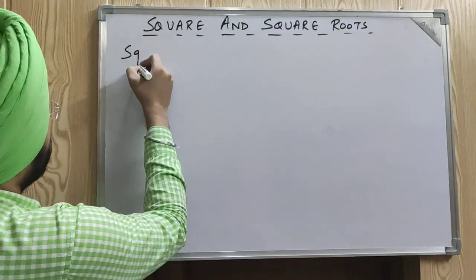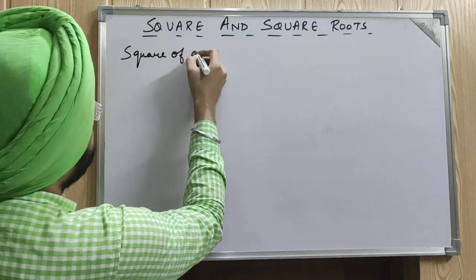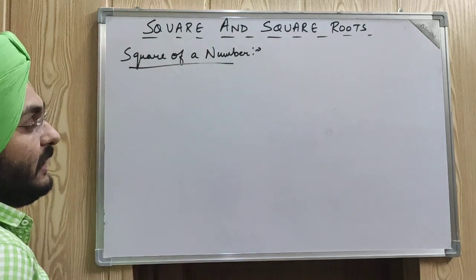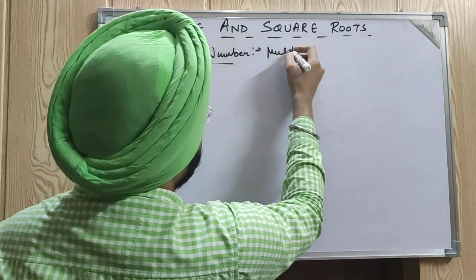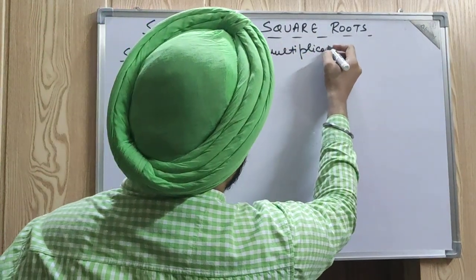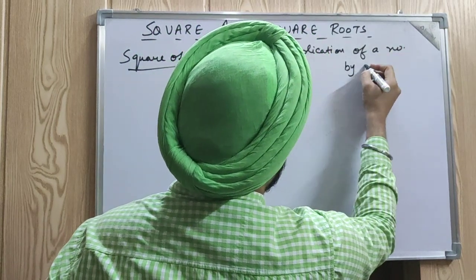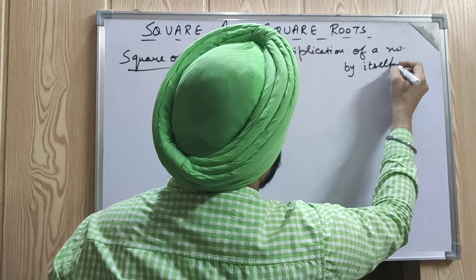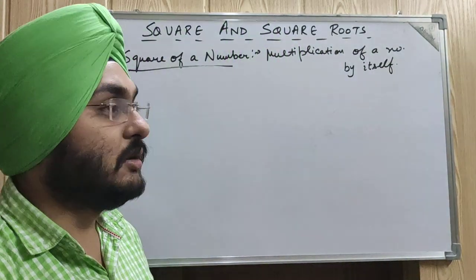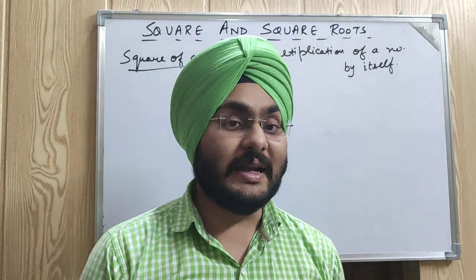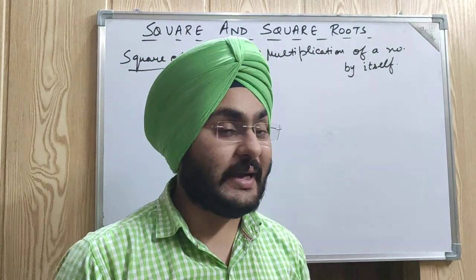I am writing here the square of a number. It's a very simple thing. Square means multiplication of a number by itself only. Suppose I have taken a number; this number can either be a natural number, an integer, or a rational number. You can take any of them.